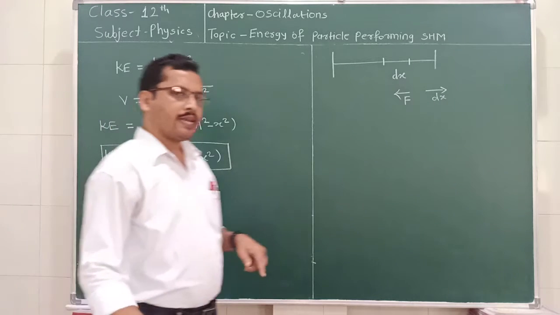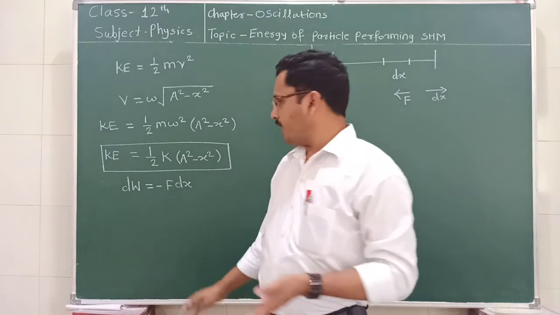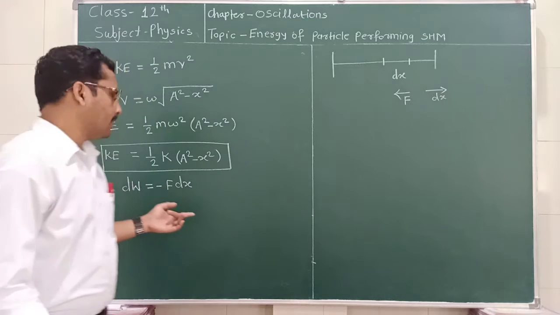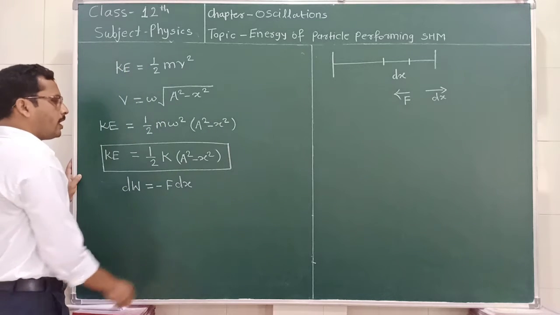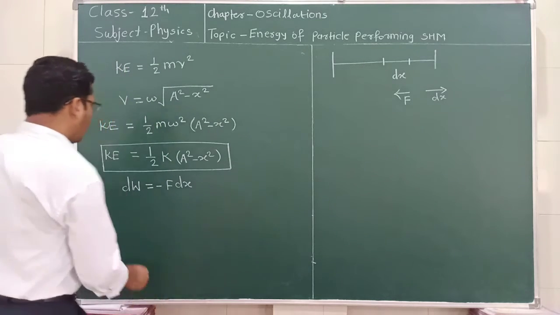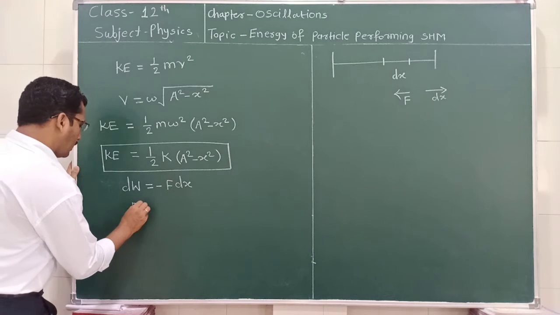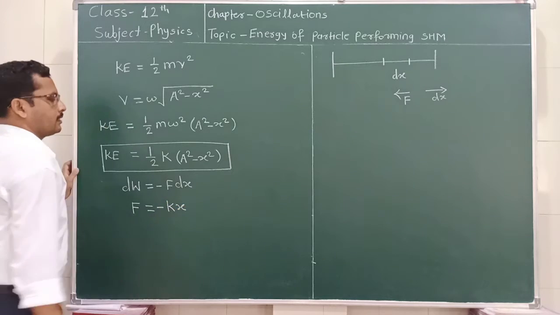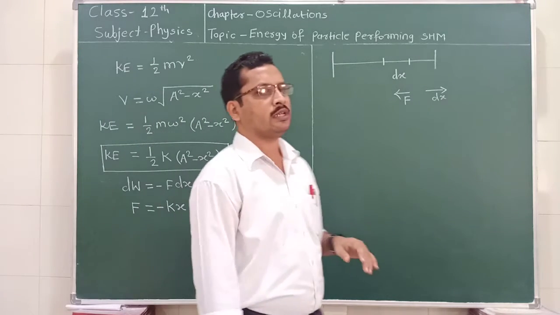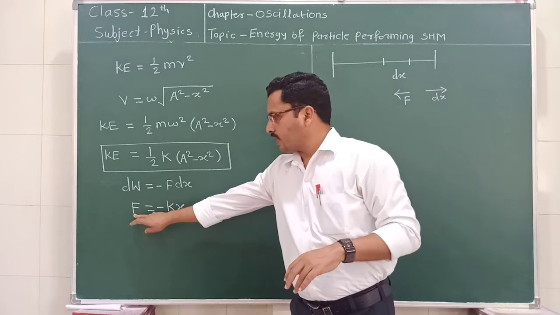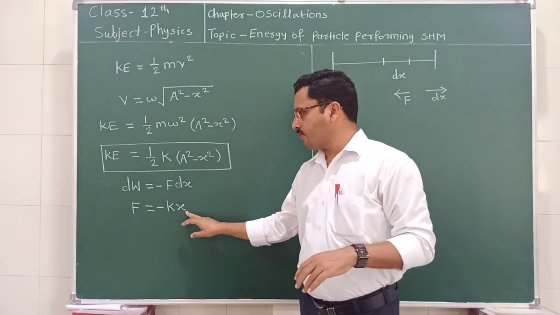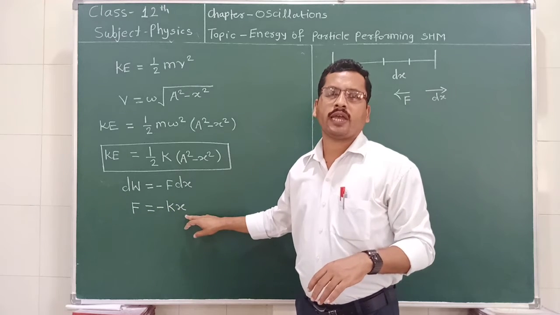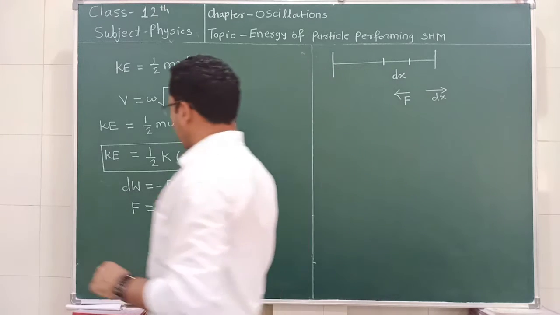What does this minus sign indicate? This minus sign indicates that the force and displacement are oppositely directed. Now we already know that this force is equal to minus kx. In simple harmonic motion, this force is oppositely directed to x. Therefore, we can write F is equal to minus k into x, where k is again a force constant.